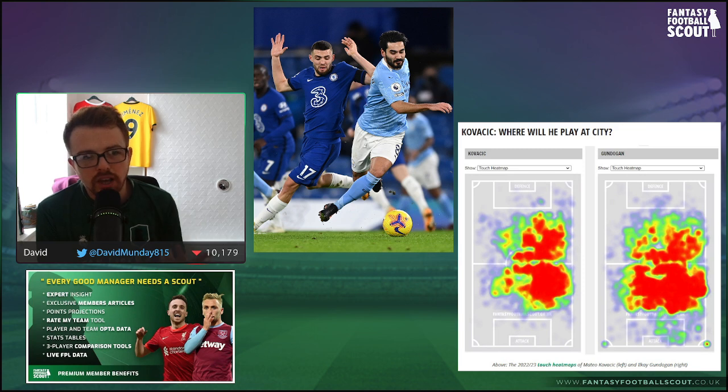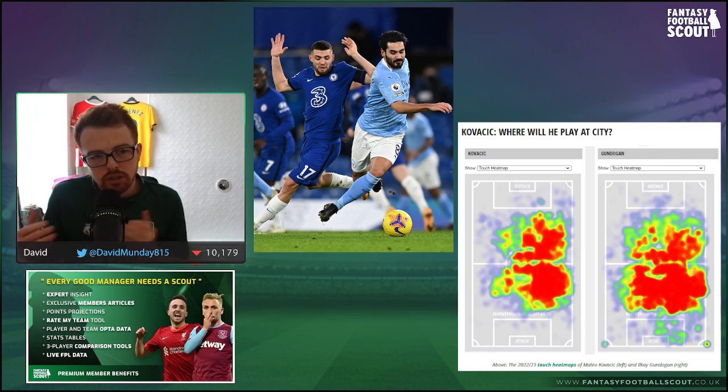You know, box to box for them is effectively coming from the halfway line to go into the box rather than going from box to box. And so if Kovacic was to come in and slot into a Gundogan role, could he be able to post a heat map a bit more similar to that one next season? Well, only time will tell on that one.